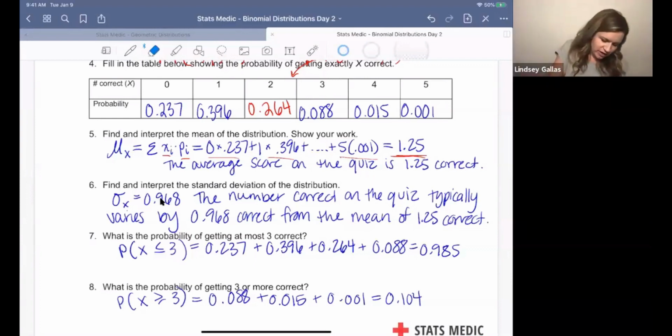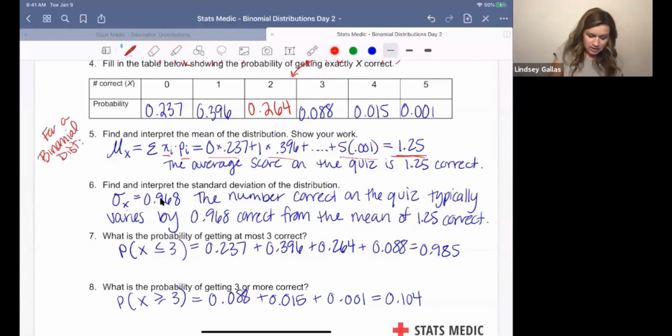So what I'd like you to put over here is I'm going to say for a binomial distribution, that mean of X, we could find it the way we did. We could take every value of X, multiply it by its probability, add them all up. But there's also a shortcut here. And that is that instead we can do N times P. So you're taking, in this case, the number of questions times the probability of getting them correct. So that is a shortcut for finding the mean of a binomial distribution. Now you could do it just by hand if you wanted also.